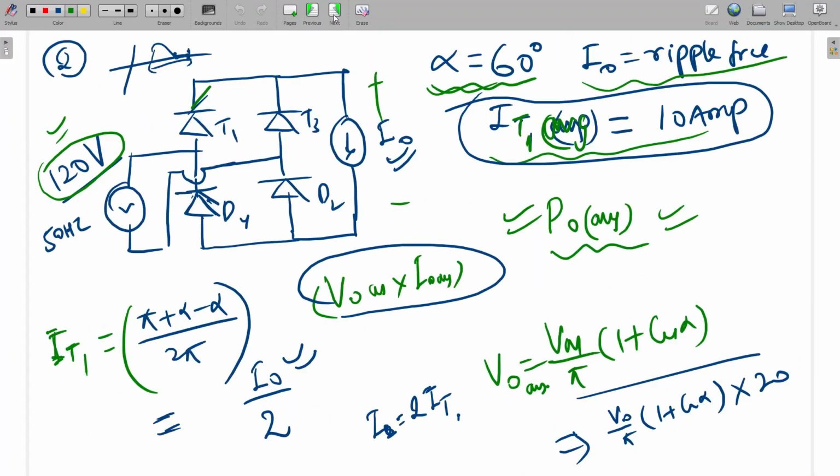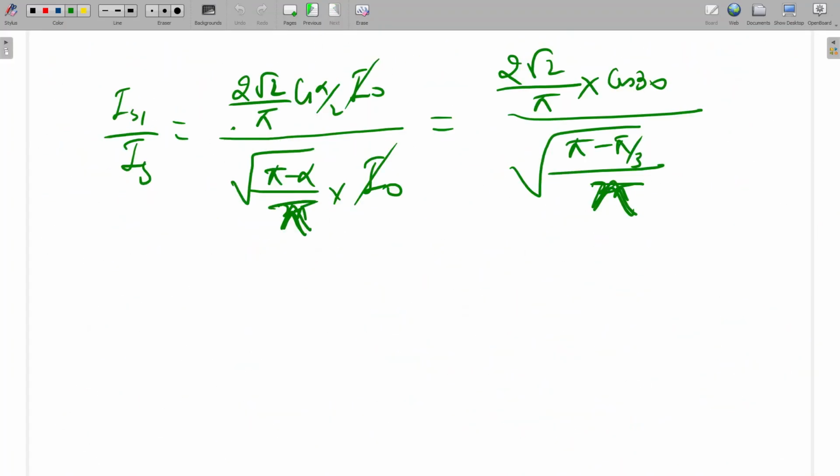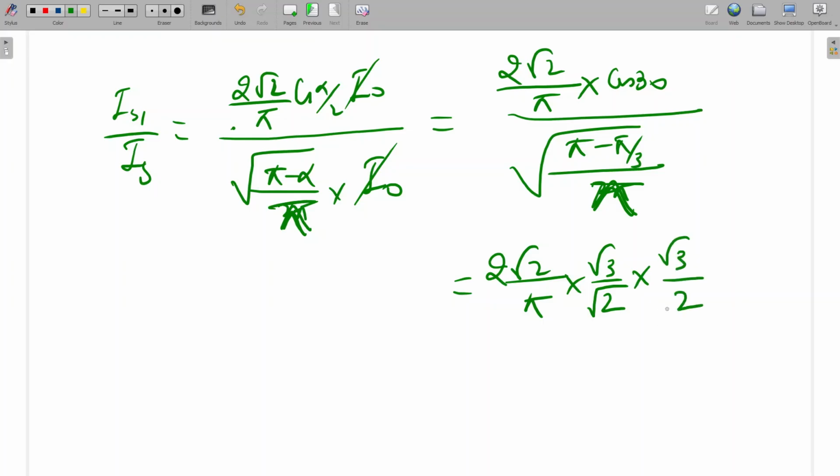Coming to the question. One second. So here it will be 2 by 3. So the 2 by 3 will go at the top. So it will be 2 root 2 upon pi. Here we can write root 3 by 2, divided by 1 minus 1 by 3. So 3 minus 1, 2 by 3. Root 3 by root 2 into root 3 by 2. Okay. So this root 2 and this 2 will cancel. So this will be 3 by pi.